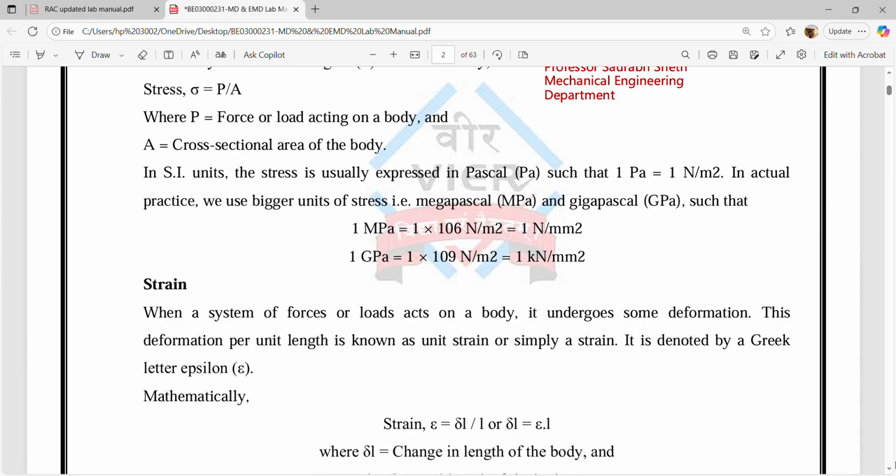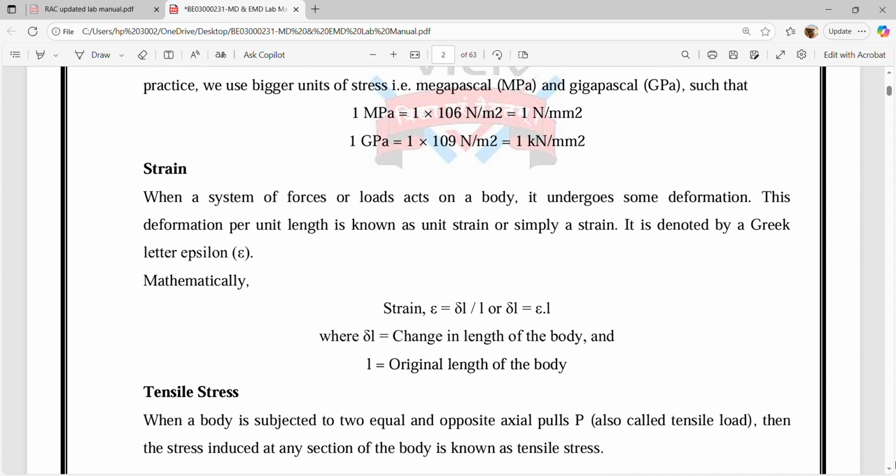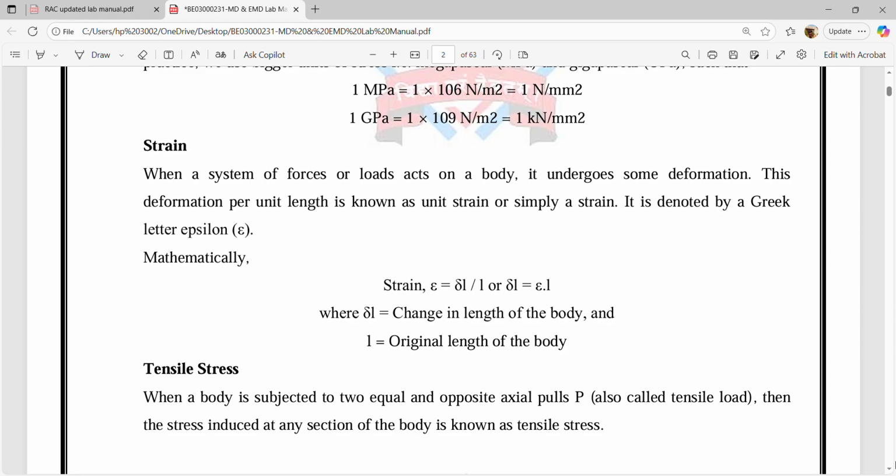Strain. When a system of forces or loads acts on a body, it undergoes some deformation. This deformation per unit length is known as unit strain or simply a strain. It is denoted by a Greek letter epsilon. Mathematically, strain epsilon is equal to delta L upon L, or delta L is equal to epsilon into L, where delta L is the change in length of the body and L is the original length of the body.